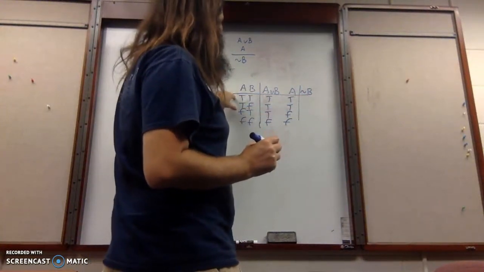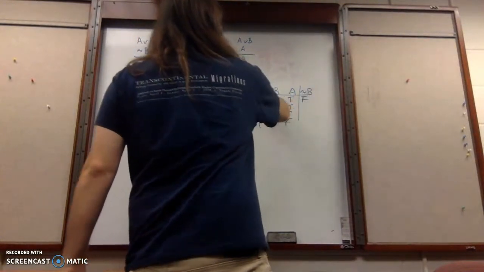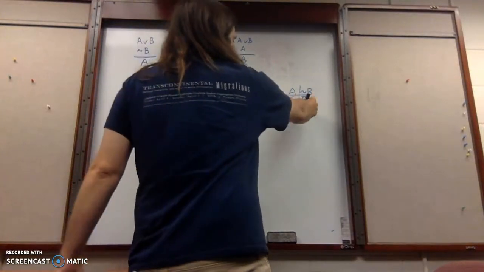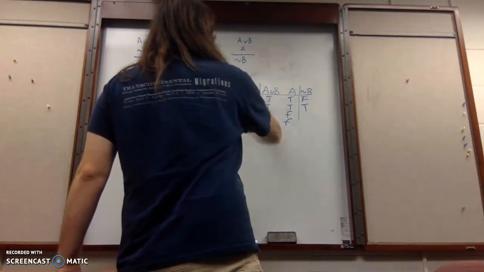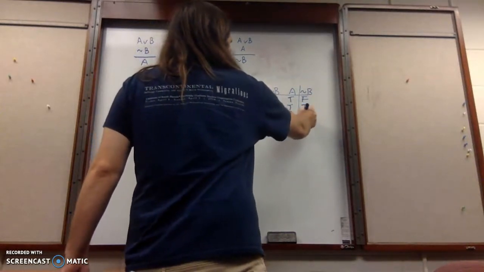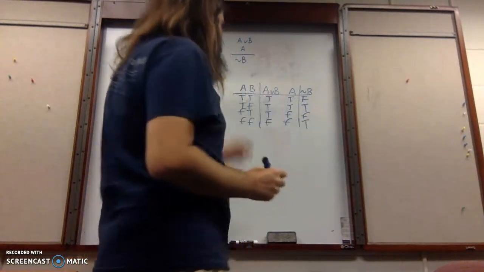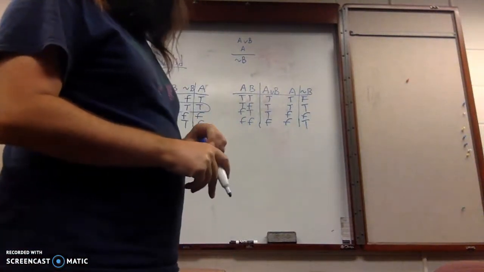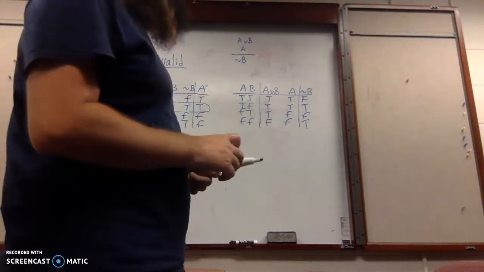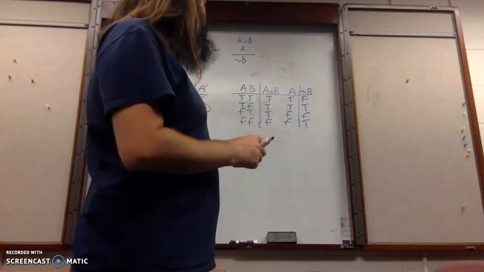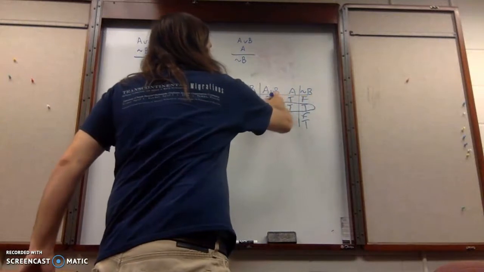well look, when A and B are both true, then not B is going to be false. When A is true and B is false, then not B is going to be true. When A is false and B is true, then not B is going to be false. And finally, when both A and B are false, then not B is going to be true. So here again, we're going to be looking for rows where both of the premises are true. And there's two rows where both of the premises are true for this argument. There's the second row, here, and there's the first row.